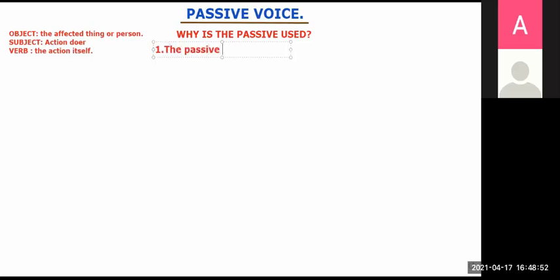So the passive voice is used when the subject of a sentence is unknown. Here, I don't know the person who did the action. In this situation, how is it very important for us as doctors? Because sometimes patients go and see other doctors and they come to you after that.